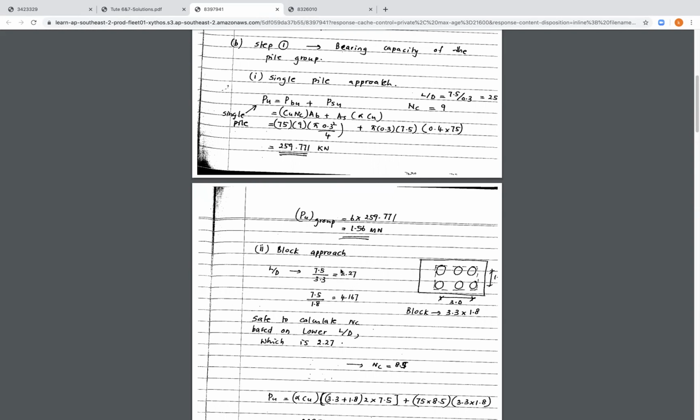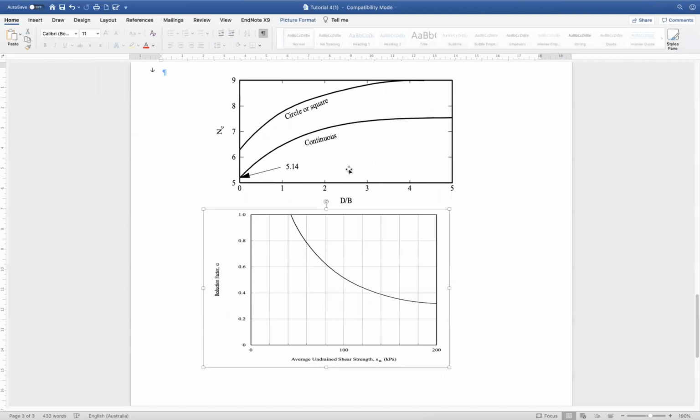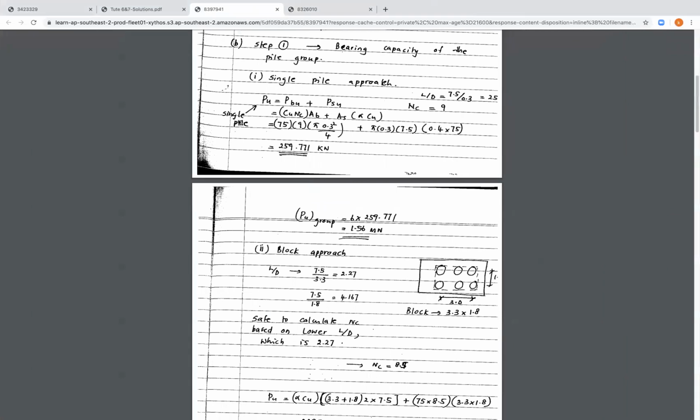lower NC value, and consequently we're gonna have lower bearing capacity value, okay, because we're gonna have smaller NC value, according to this chart. As the length over diameter ratio decreases, the value of NC decreases as well, and that will be the worst scenario or the safest scenario to consider here.